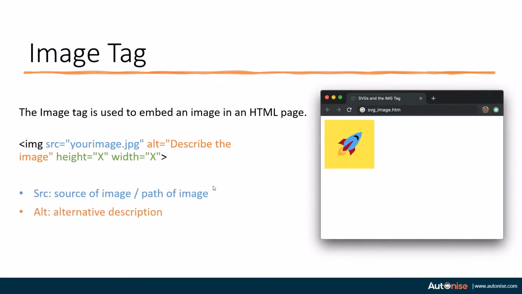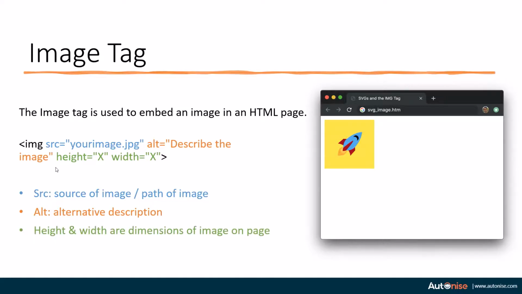Next, there is the alt attribute or the alternative description. So let's say your image is corrupt or your server is currently down and you're not able to fetch the image. At that moment, your image would look very bad. To take care of these scenarios, you can add a description of the image which will be displayed if your image is not rendered properly.